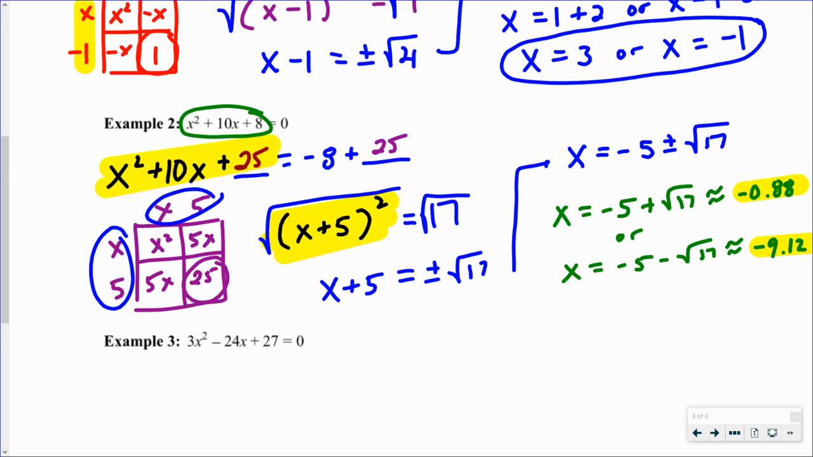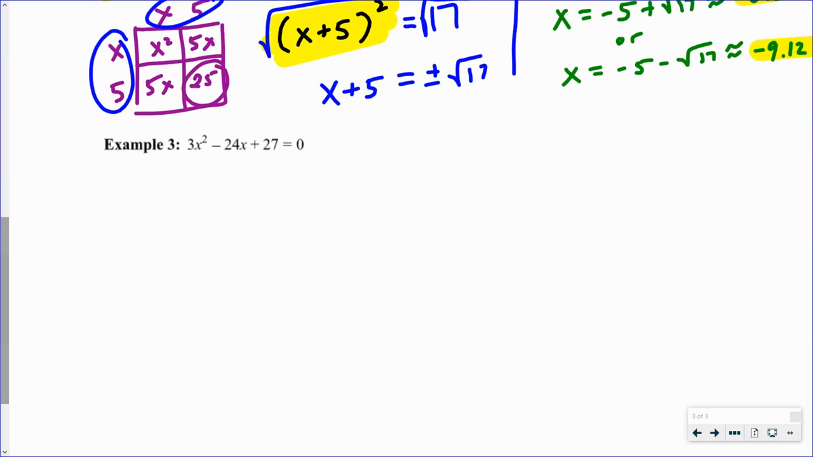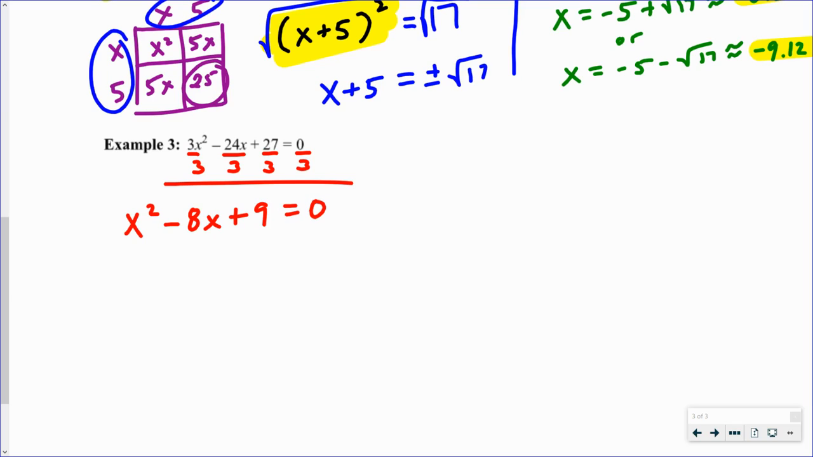All right, one more example, and then you folks are going to be on your own to do some practice. Example 3 is 3x squared minus 24x plus 27 equals 0. Now, if you notice, example 3 is a little bit different than the previous two examples because it has a leading coefficient other than 1. In that case, what you want to do is divide by that leading coefficient. So you always, to start this process, want the leading coefficient to be equal to 1. So when we do this, we get x squared minus 8x plus 9 equals 0.